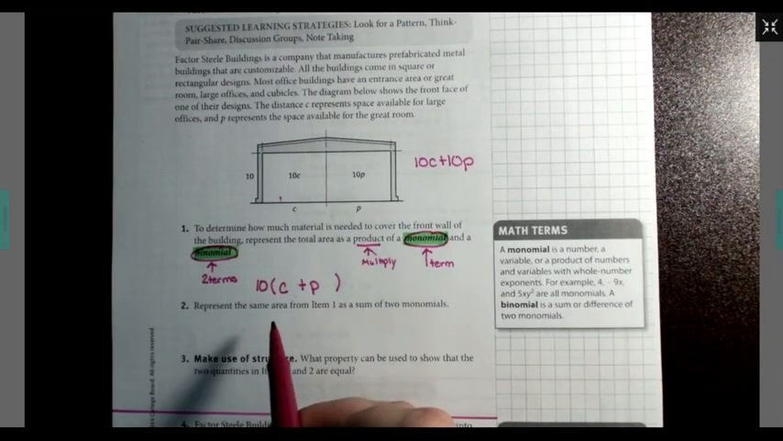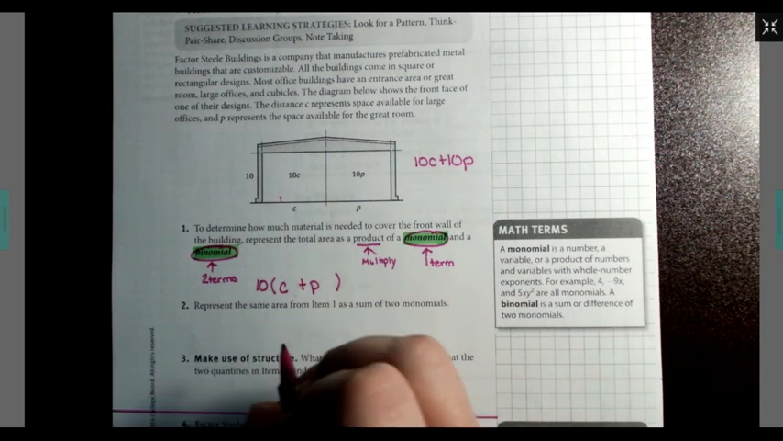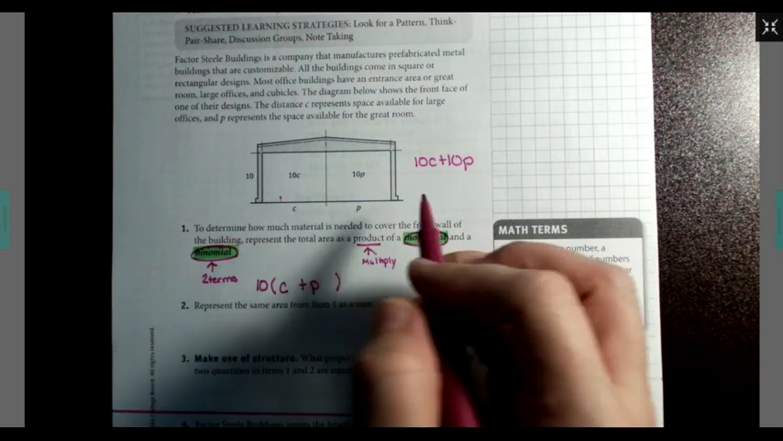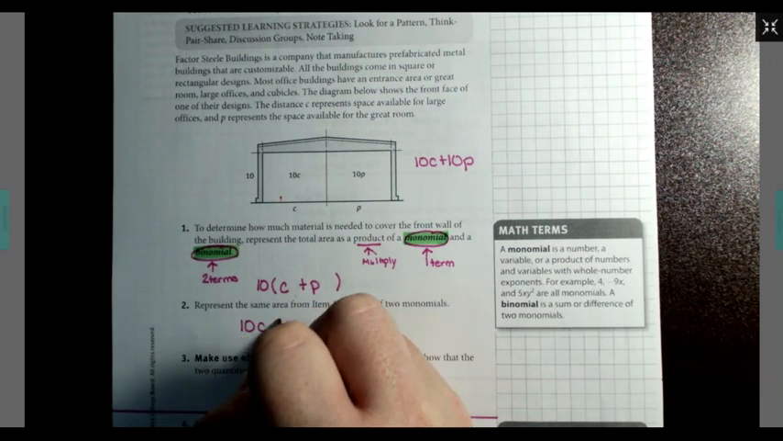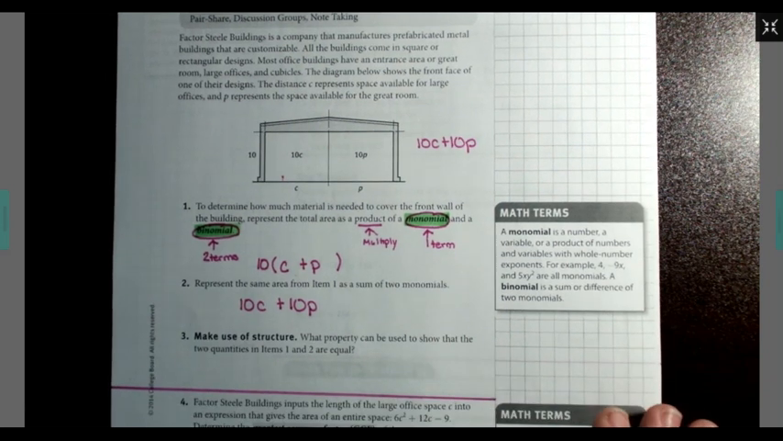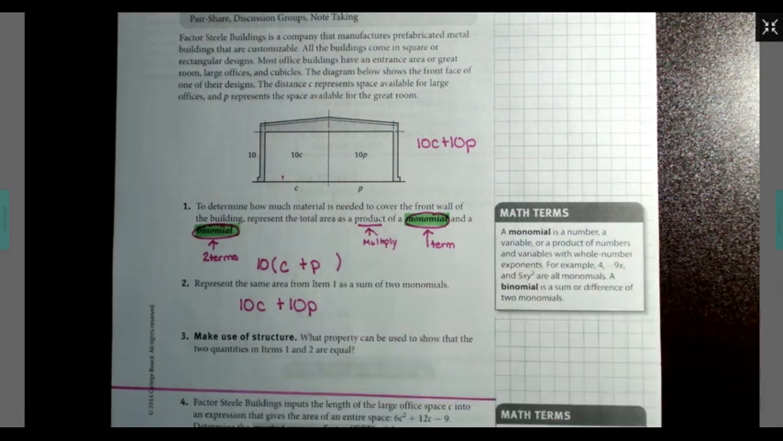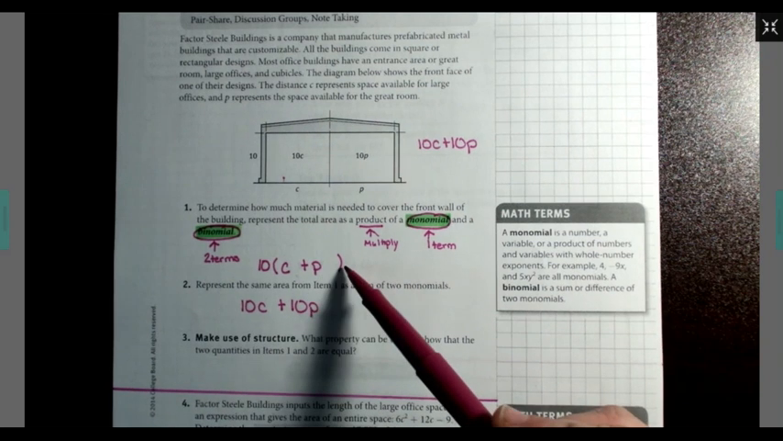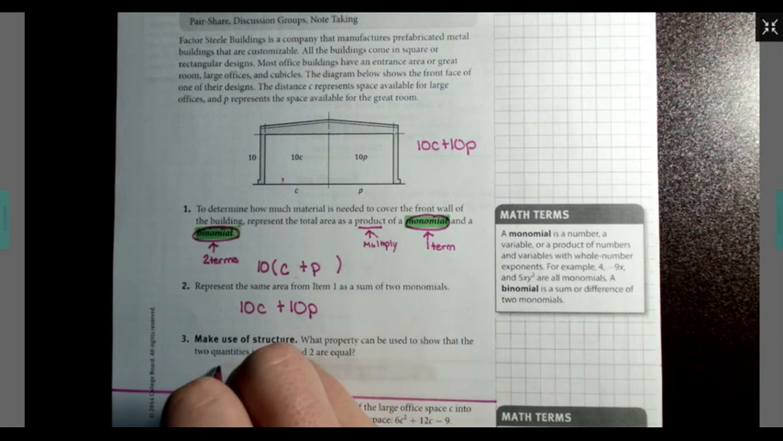It says represent this same area from item 1 as a sum of 2 monomials. So we could write this as exactly what I've written here: 10C plus 10P. It says what property can be used to show that the 2 quantities in items 1 and 2 are equal? What property could I use to show that this is equal to this? Distributive property.